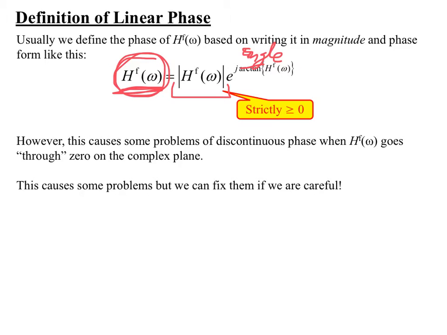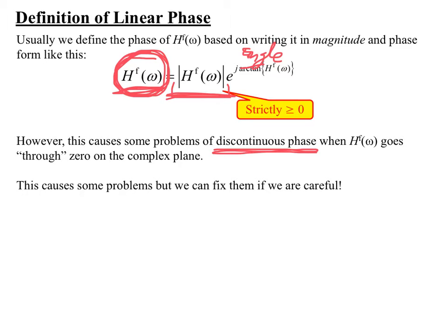Now there is a problem with this. We end up with a problem where sometimes we get a discontinuous phase when we compute things this way. And that happens when we have a frequency response that when its magnitude goes to 0, it can actually cross through the 0 on the complex plane and come out in the other side.